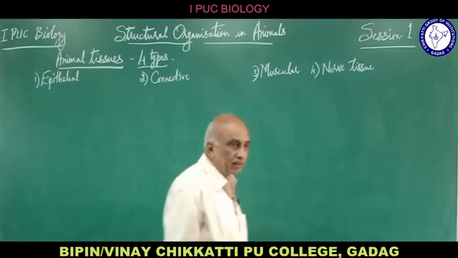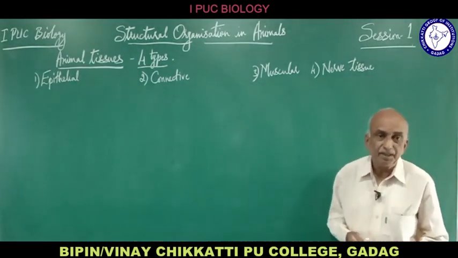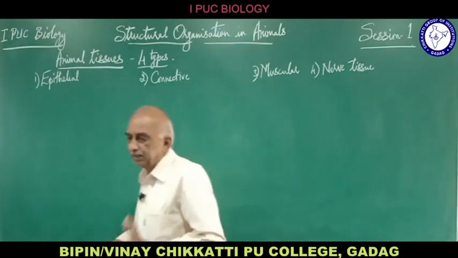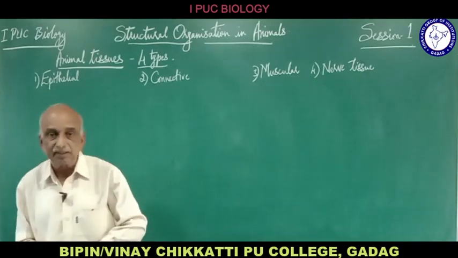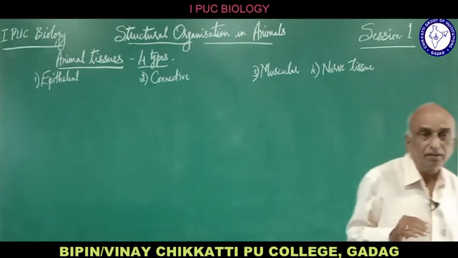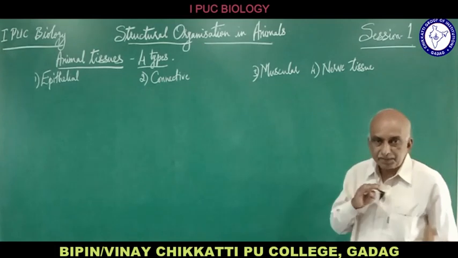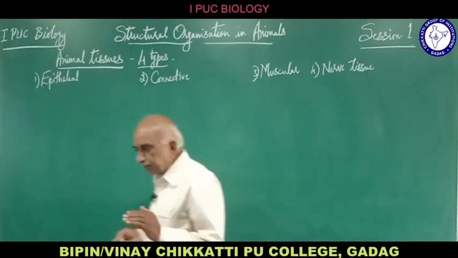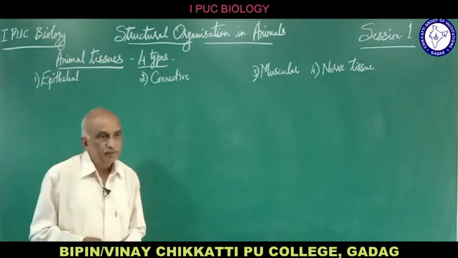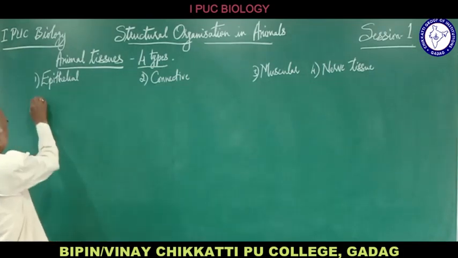Now the main characteristic of this epithelial tissue, whether it is simple epithelium or compound or stratified epithelium, is that the cells which are present in the layer or layers are resting on a non-cellular membrane which is called the basement membrane. So the basement membrane is a characteristic feature of the epithelial tissue. So based on the shape of the cells, there are different types of epithelial tissues.